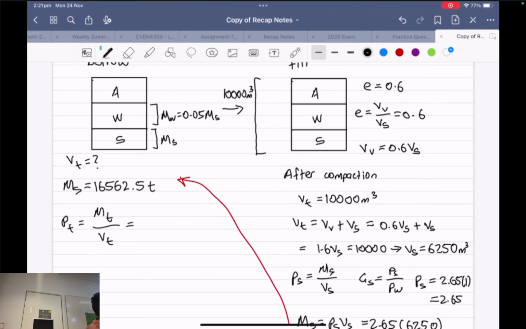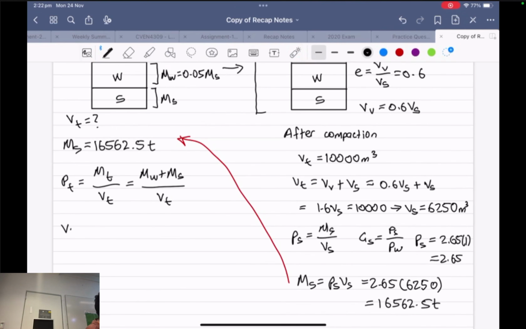Now total mass is equal to mass of water plus mass of solid, because out of this, the only two things that have mass are your water and solid. Air, we don't count to have a mass or a weight. And your Vt is what we're trying to find. So rearranging that, we can say Vt is equal to mass of water plus mass of solid divided by rho T.